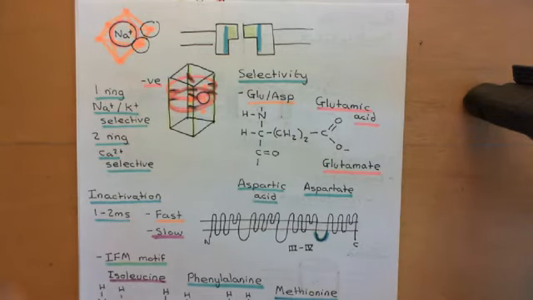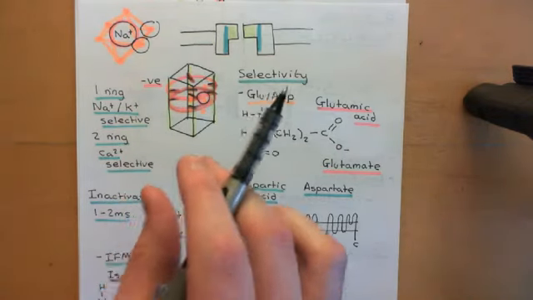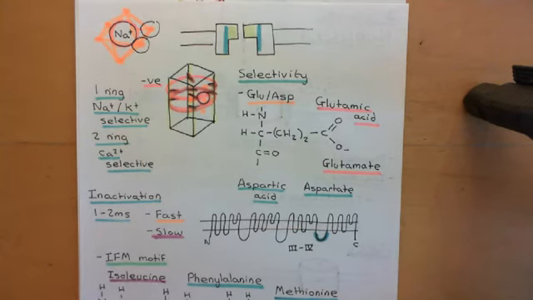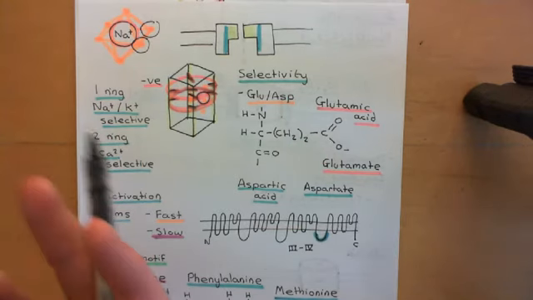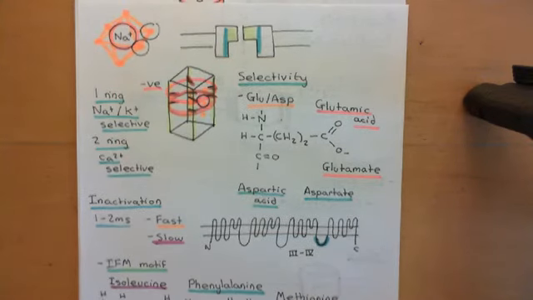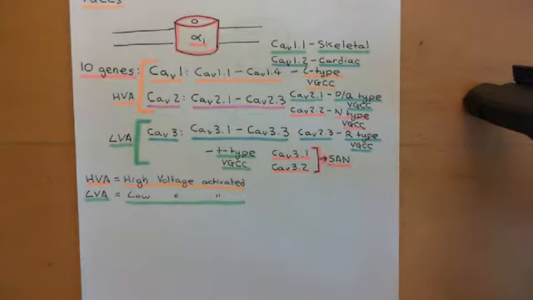And indeed, the alpha 1 subunits of voltage-gated calcium channels do naturally have two rings of negatively charged residues in their selectivity filter, giving them this selectivity for calcium ions. Okay, so that's permeation and selectivity. That's how the calcium ions get through the selectivity filter.